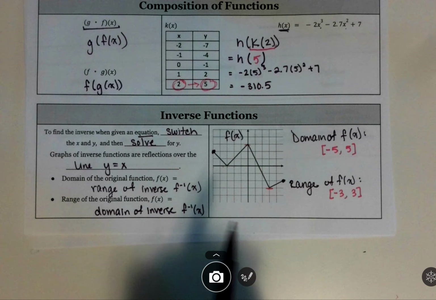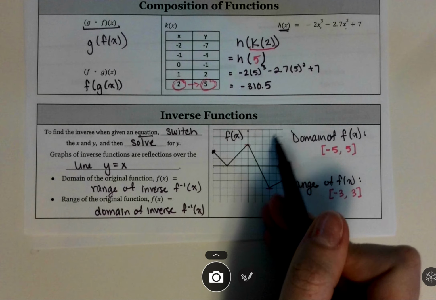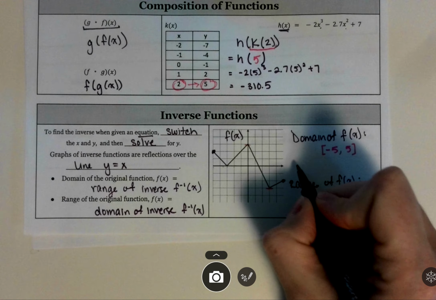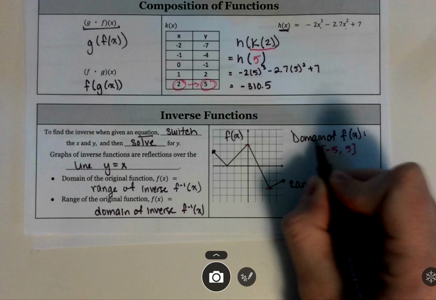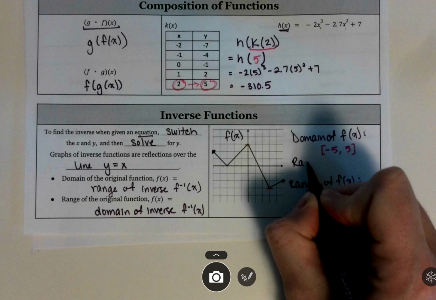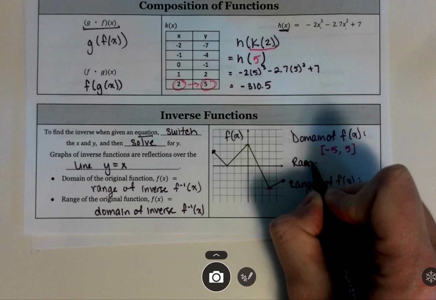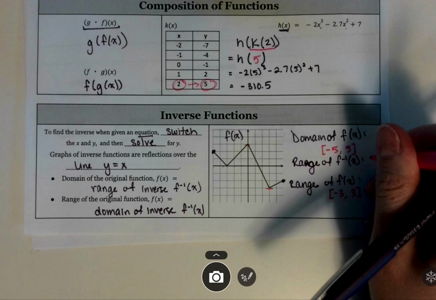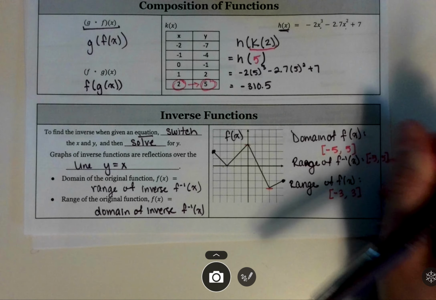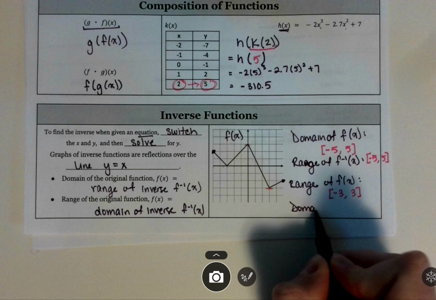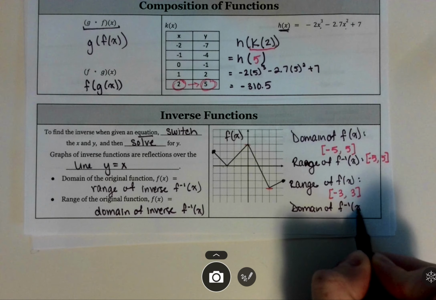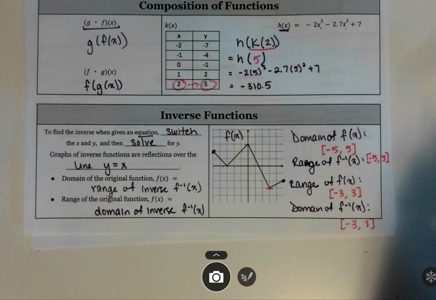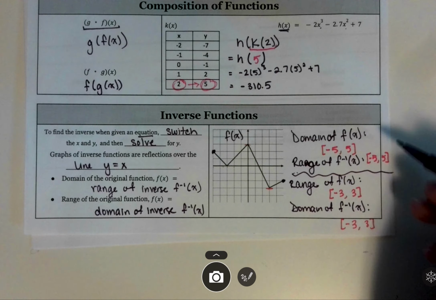So I could take the time to regraph it across the line y equals x if I had to find the domain and range of the inverse, or I could just know that if this is the domain of f of x, the range of the inverse is the same. So the range of the inverse is -5 to 5. And then the domain of the inverse is the same as the range of my original. So I know that they are connected that way.